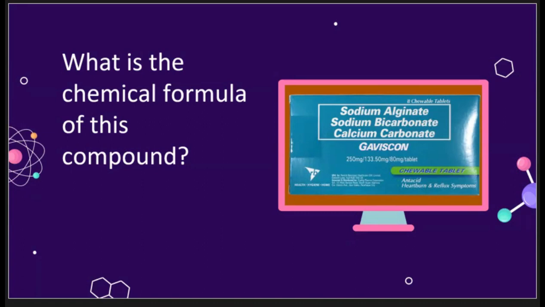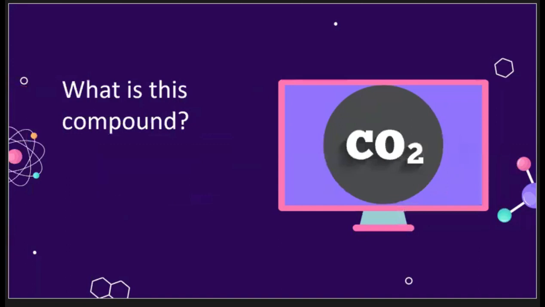Now the question here, how will we write the chemical formula, or how do chemists write the chemical formula of this compound? Of course, it is a bit long to write out. So we can write the chemical formula, for example, of sodium bicarbonate, as NaHCO3. Another one, CO2. So what is this compound? We are familiar with this compound as carbon dioxide.